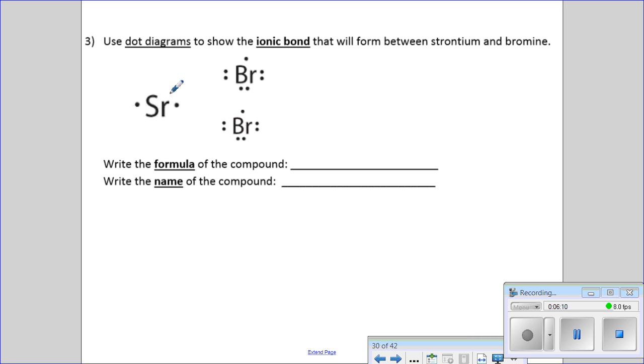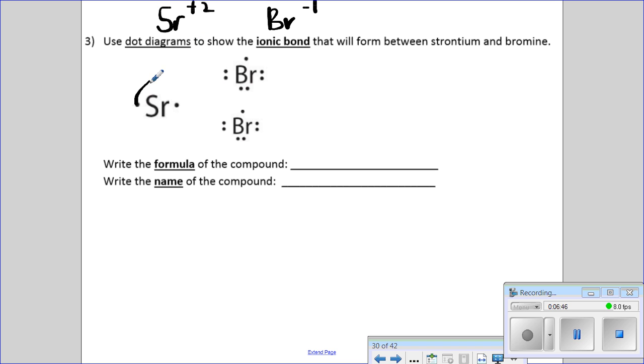So strontium is in group 2, so it will have 2 valence electrons. Bromine is in group 17, so it will have 7 valence electrons. So when strontium makes ions, and metals are going to make positively charged ions, strontium will make a +2 ion, and bromine will make a -1 ion. So strontium will lose both of its valence electrons, and bromine will gain 1 valence electron.